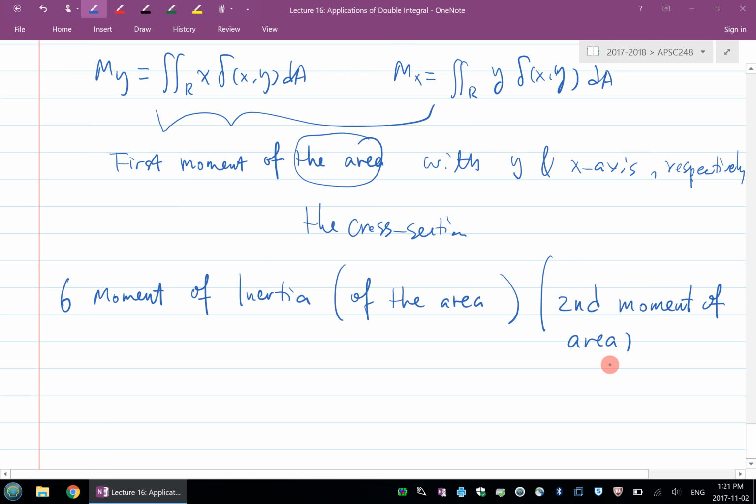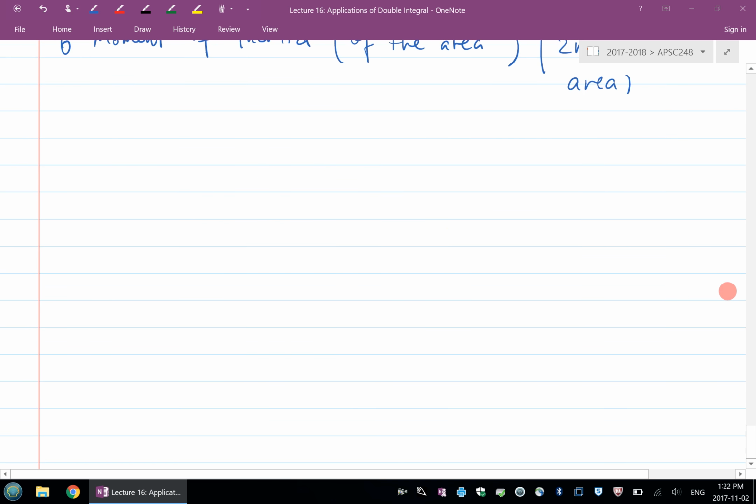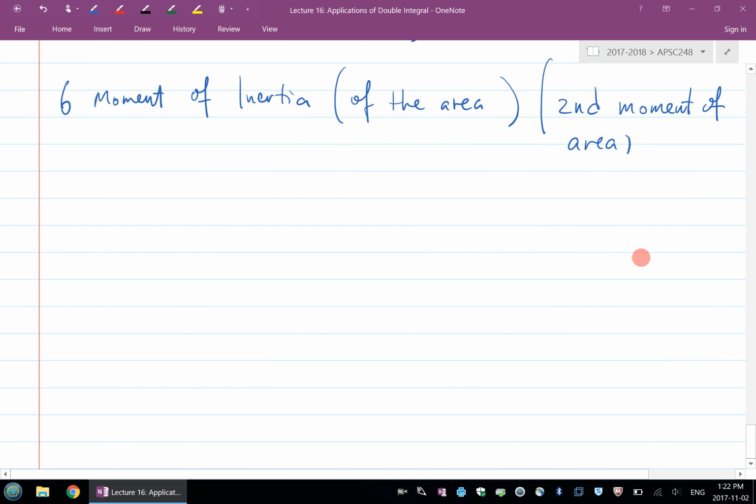You can literally argue: is there a third moment, a fourth moment of the area? Yes, there is. If you learn probability and statistics, there is also first, second, and higher orders of this average concept. So for the moment of inertia, I'll start from the very beginning. Let's start from the mass, and then look at the moment of inertia.